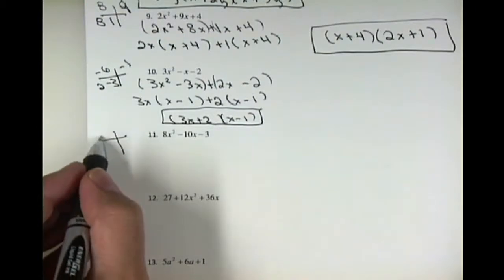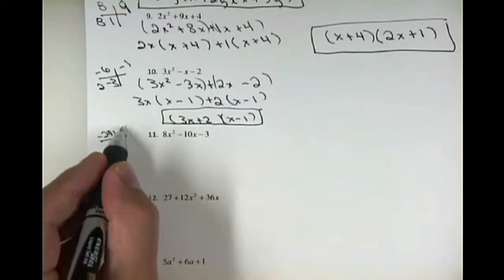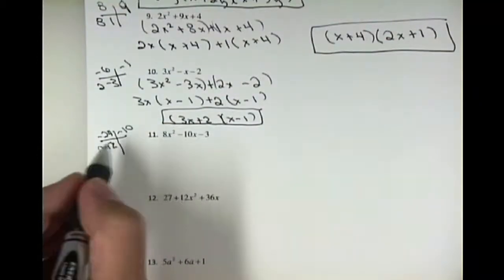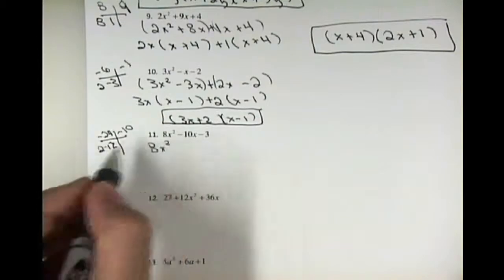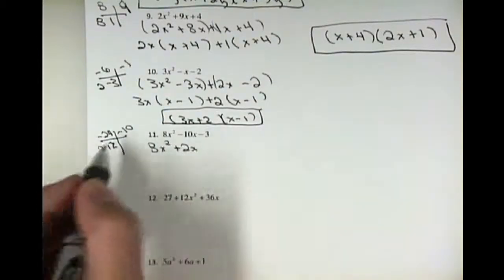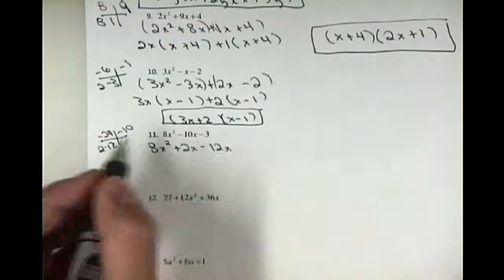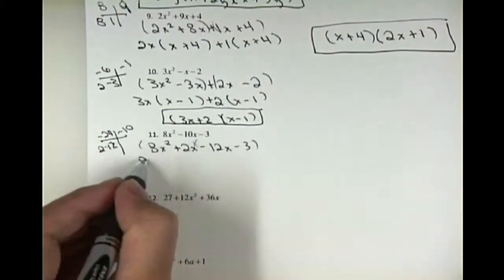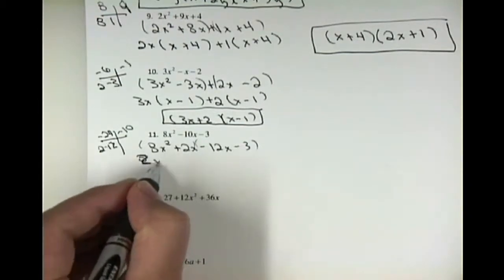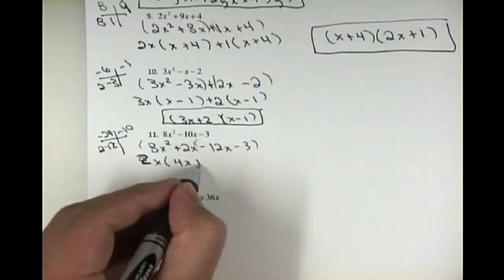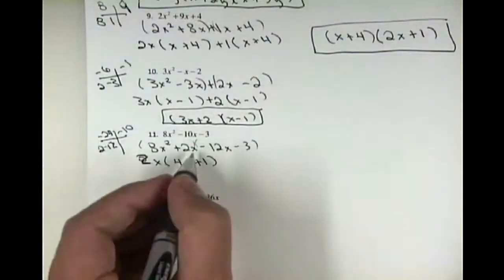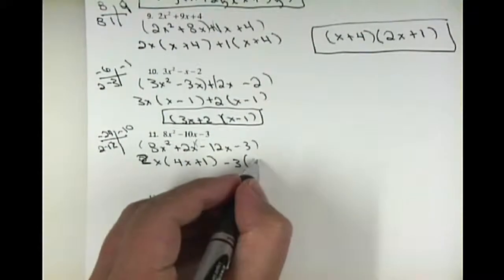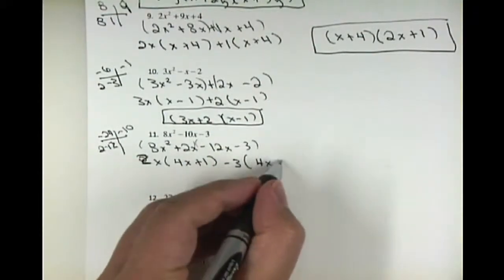8 times negative 3 is negative 24, that add up to be negative 10. I'm going to guess 12 and 2, with the 12 being negative. So we have 8x squared plus 2x minus 12x minus 3. Parentheses around the first two things, the last two things, take out what you can. Let's take out a 2x to get a 4x plus 1 left on the inside. Here on the second set, take out a negative 3 to get a positive 4x plus 1.